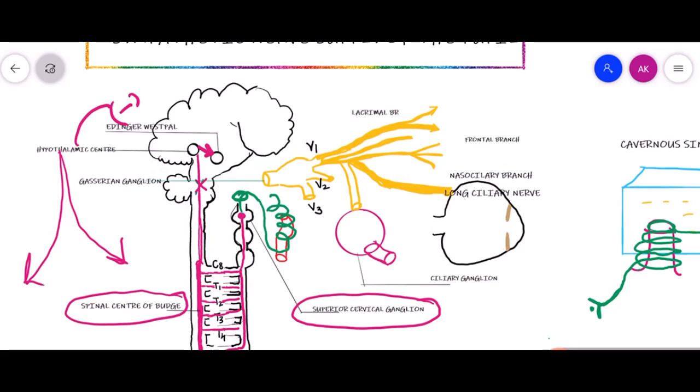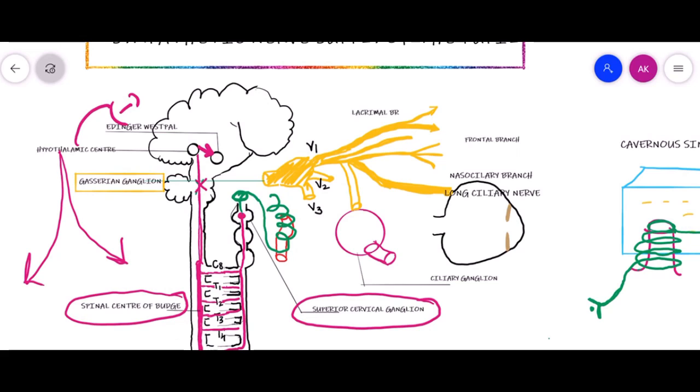Now I have tried to represent the same thing in this diagram. So the structure over here, which is drawn in yellow, is nothing but the trigeminal ganglion, which is also called the Gasserian ganglion. Okay, so now the trigeminal ganglion basically has three divisions. That is the V1 division, which is the ophthalmic division, the V2 division, which is the maxillary division, and the V3 division, which is the mandibular division. The ophthalmic division is associated basically with the eye, which travels in the cavernous sinus.